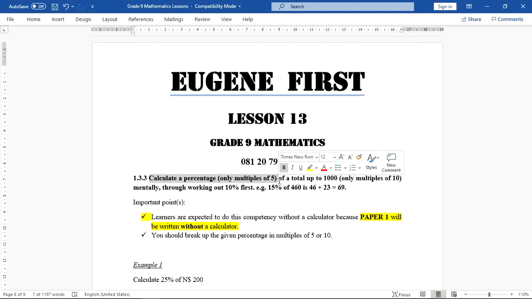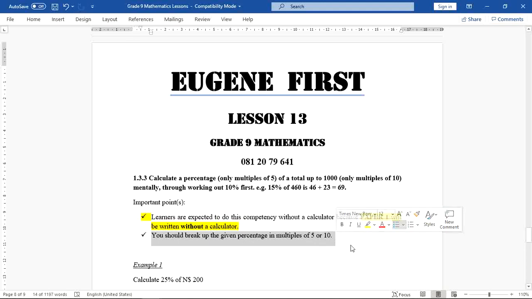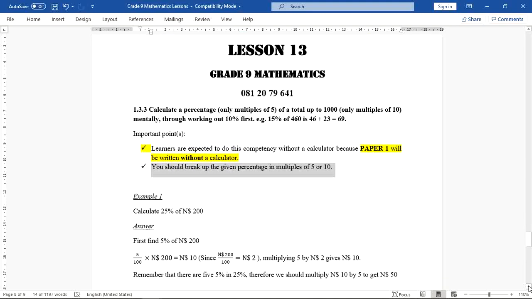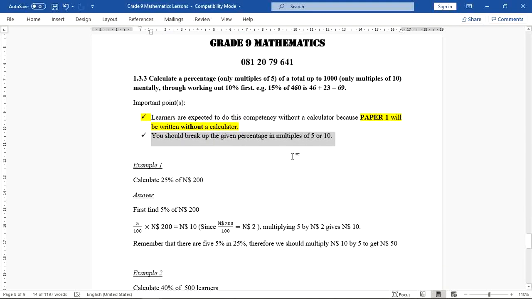So what you do, you are going to split up the percentage in multiples of either 5 or multiples of 10, because it is much easier to work with the smaller number than the bigger number. You should break up the given percentage in the multiples of 5 or 10, even sometimes in the multiples of 2. So it will be much easier to work with. Now let me show you what you are likely to get in paper 1.